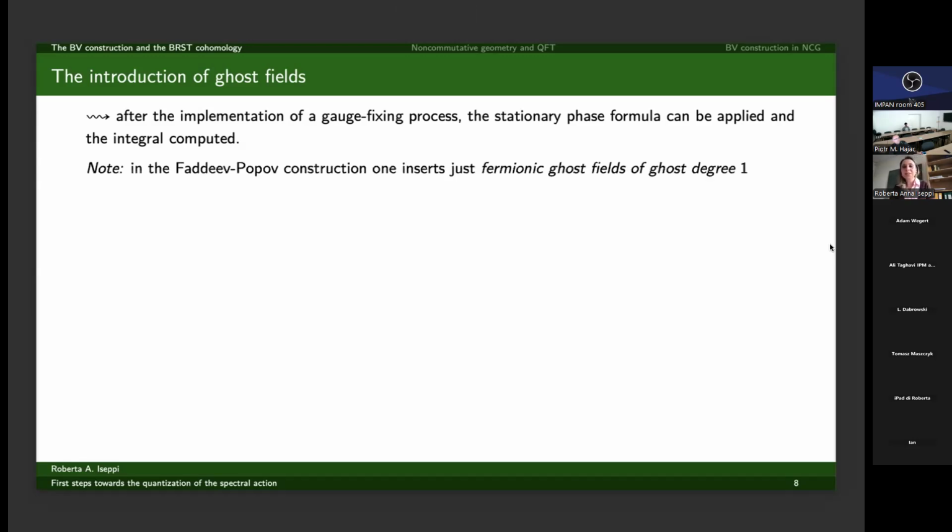Later, what I wanted to mention is that what they did was just to add the fermionic Gauss field of ghost degree 1. And the idea is that the first thing that one adds are Grassmannian variables. So as soon as we're adding ghosts, we are in a graded world.